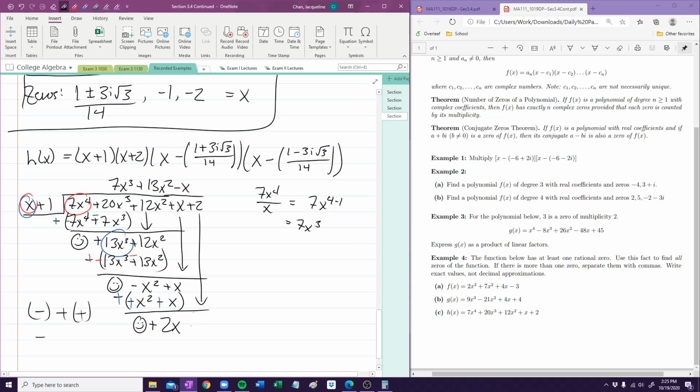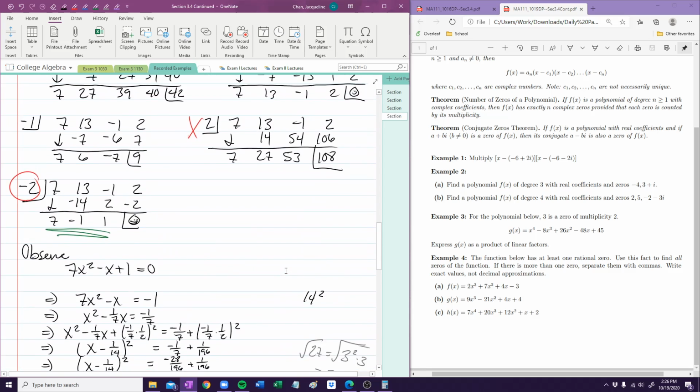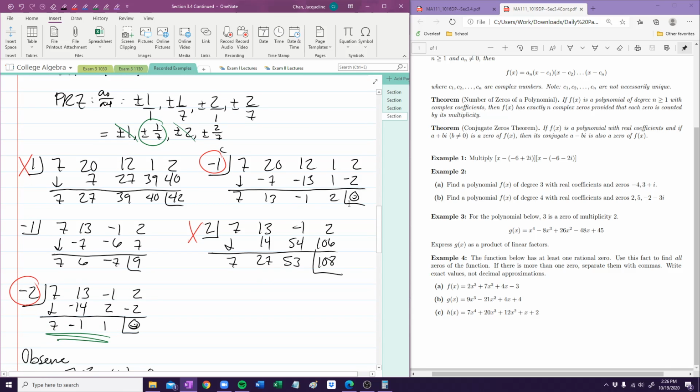And then let's bring this 2 down. Lastly, we're going to see how many times does x go into 2x, and then the answer is 2. And then you'll get 2x plus 2, and then when you subtract the whole thing, we get 0. Okay, so my h of x, it just tells us x plus 1 is a factor, and then we're left with 7x cubed plus 13x squared minus x plus 2. Right, and then going back here, this is 7, 13, -1, and 2. This is written as 7x cubed plus 13x squared minus x plus 2.